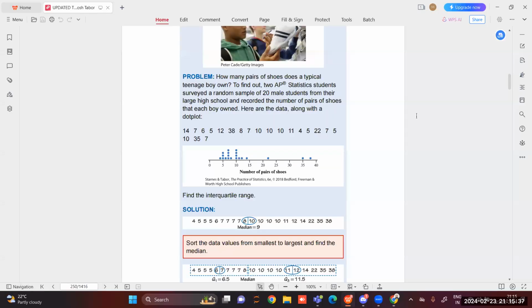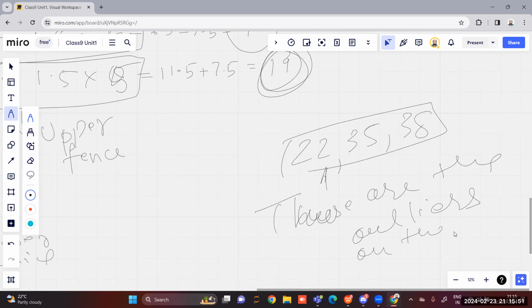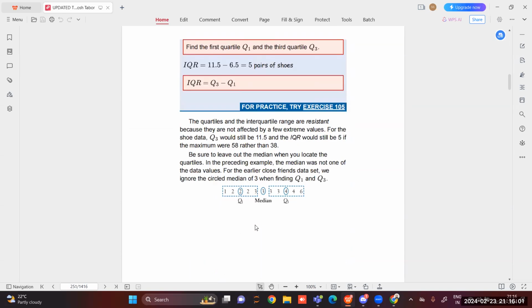No other than this? Three outliers only? Yes, three. So outliers only. These are the outliers on the upper side, or you may say upper fence. Understood, right? Yeah, mashallah, you are a very good learner.